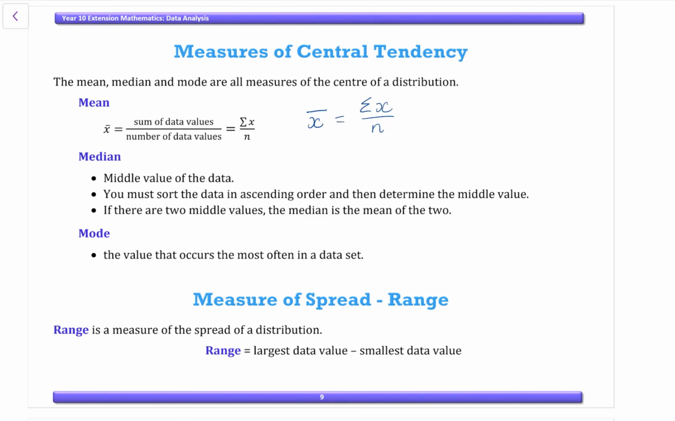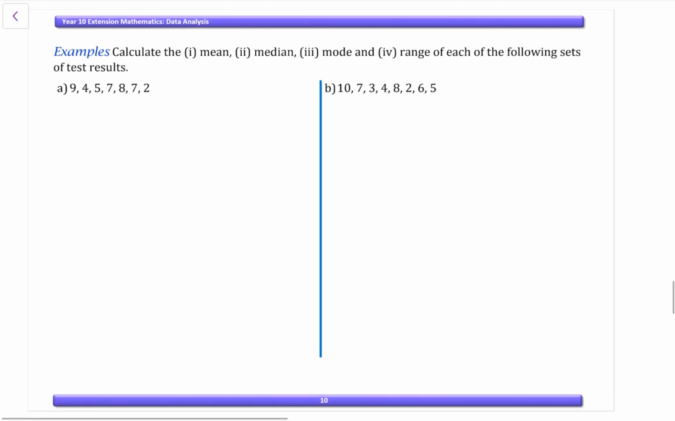Now we also have a measure of spread. At this point in time we are just looking at the range, and the range is a measure of the spread of the distribution. It's the largest value minus the smallest value of your data set. So let's look at some examples. Calculate the mean, median, mode and range for the following sets of data.